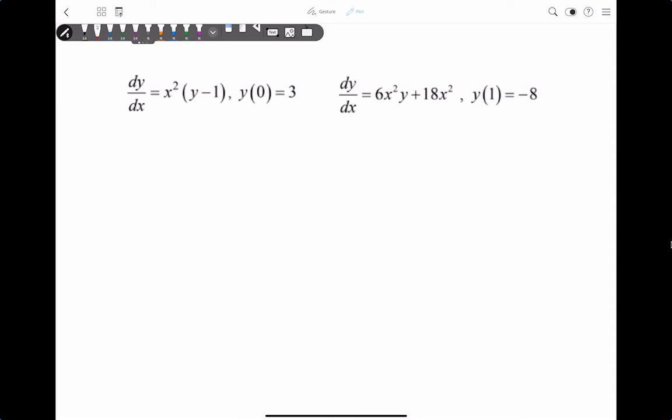Notice we have two examples here. Okay, we're going to first start off with dy/dx is equal to x squared times this entire quantity piece. And we have our initial value that is given here. Okay, so this is like our point that we're going to use to find our constant c.